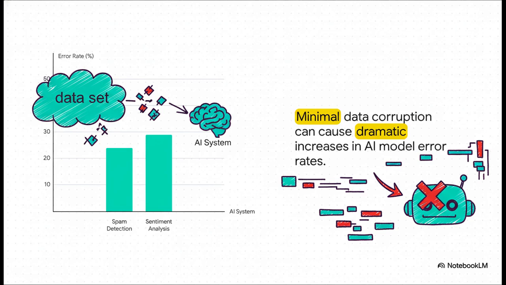And the effect of even a tiny amount of poison is dramatic. Just look at this chart. In one study, poisoning just 3% of the training data, that's it, 3%, caused the error rate in a spam detection system to jump from a respectable 3% all the way up to 24%. That is a massive 8-fold increase in failure from a tiny bit of corruption.